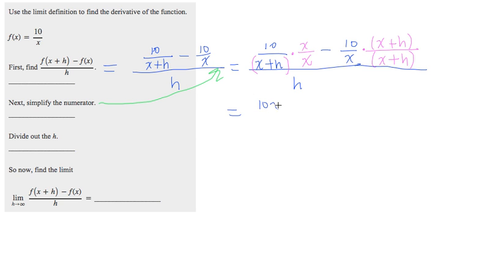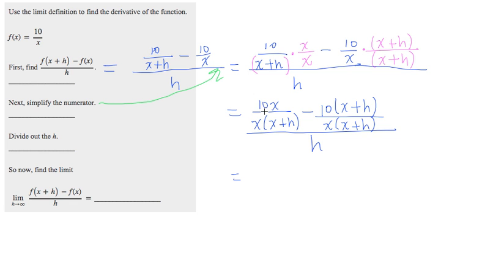So we have 10x here over x times x plus h. I'm just flipping that product right there. Minus, here in this numerator, we have 10 times x plus h, over this product. And now you'll notice they have the same denominator, so we can go ahead and subtract, and it's still all over h.